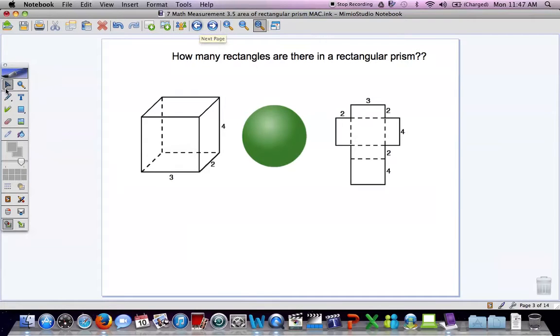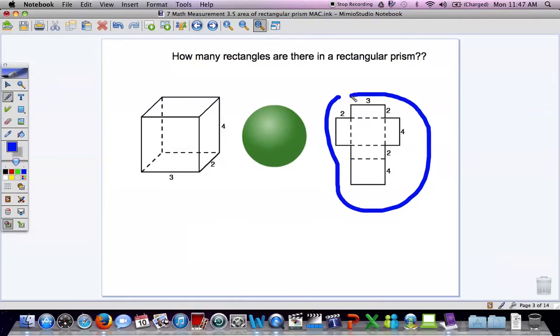The trick to finding the area of a rectangular prism is actually to break it into its net. And if you look over on the right hand side here, you can see the net that I've done. I've taken this three-dimensional shape and I've unfolded it like it's paper. And once you've figured this out and you can see it as a net, it makes it a little bit easier because you're just calculating the area of all of the rectangles.